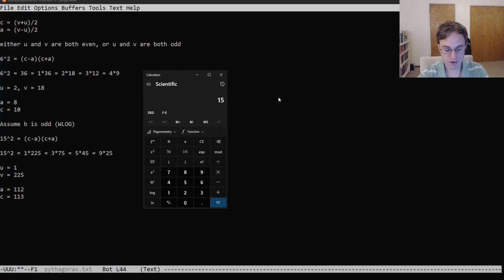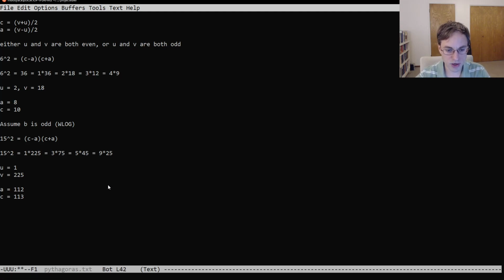So we'll have 15 squared plus 112 squared. I seem to have made a bit of a typo there. I took 112 to the 112th power. That's not what we want. So we'll say 15 squared plus 112 squared, and then we'll take the square root of that, which is 113, as expected. So that gives us our third Pythagorean triple and second primitive Pythagorean triple.